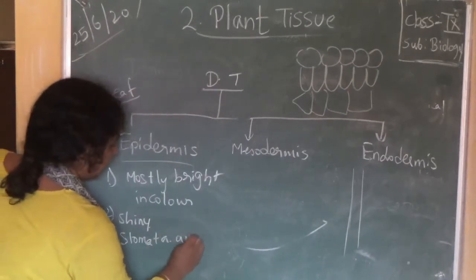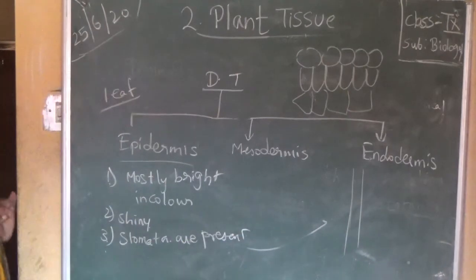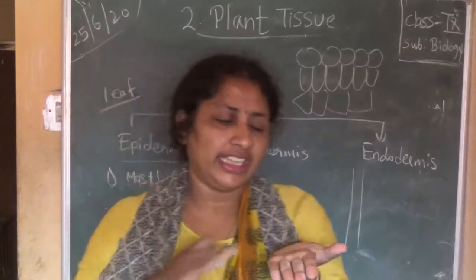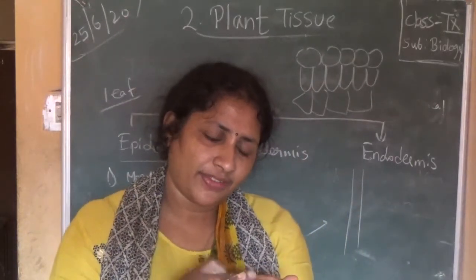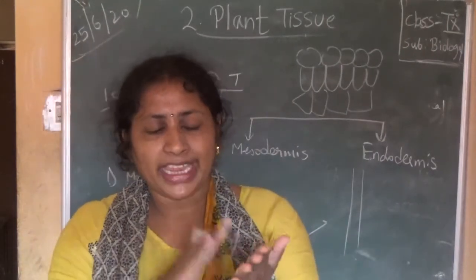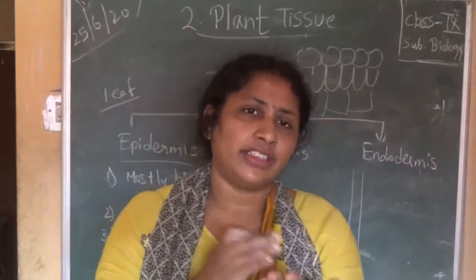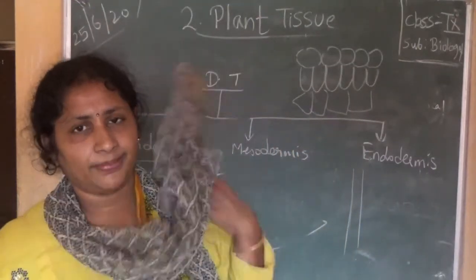Stomata are present in the epidermis. Okay. Suppose we take a leaf. If you observe the leaf, it is bright on the upper surface, and if you see the lower surface, it is more dark. The upper side is very bright and the lower side is dark. Why? Did you get any doubt anytime?